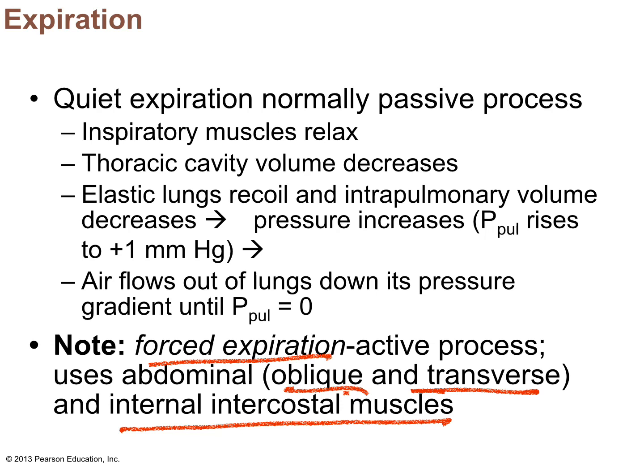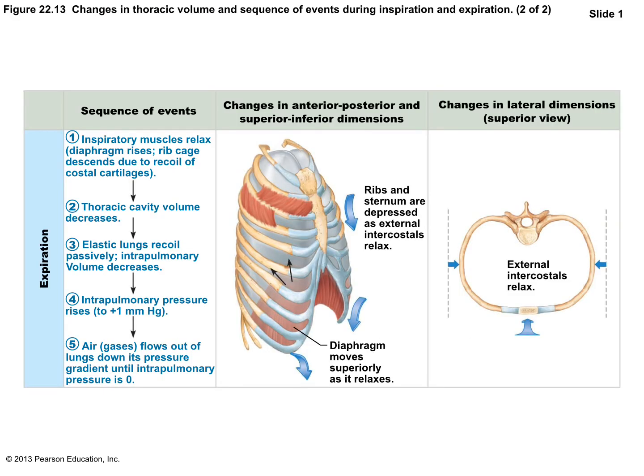The abdominal muscles, specifically the oblique muscles and the transverse muscles in the abdomen, as well as the internal intercostals, they will contract to make the volume of the thoracic cage smaller, again, making the lungs smaller, making the pressure even higher so we can get more air out. And then you can review this slide as well in your slides. It gives you the steps again and a visual for the expiration process.